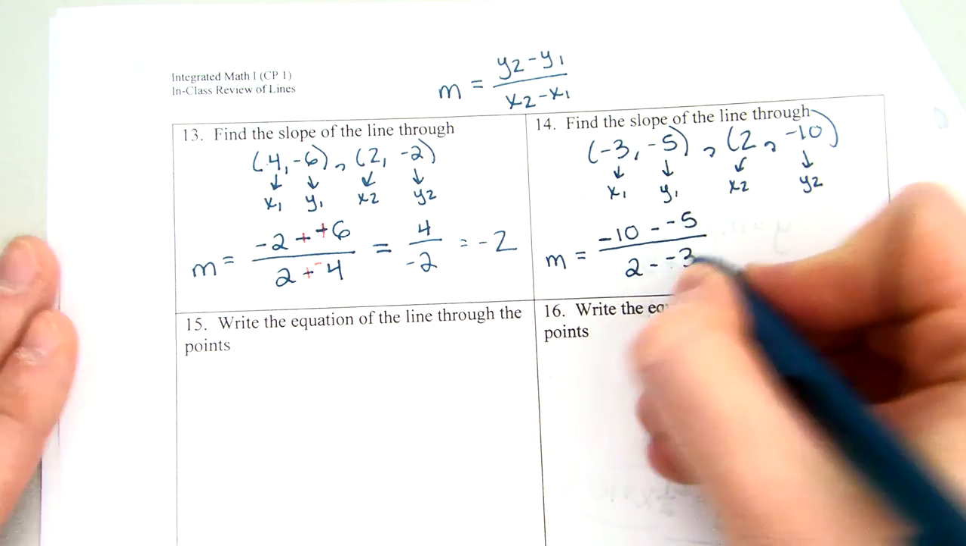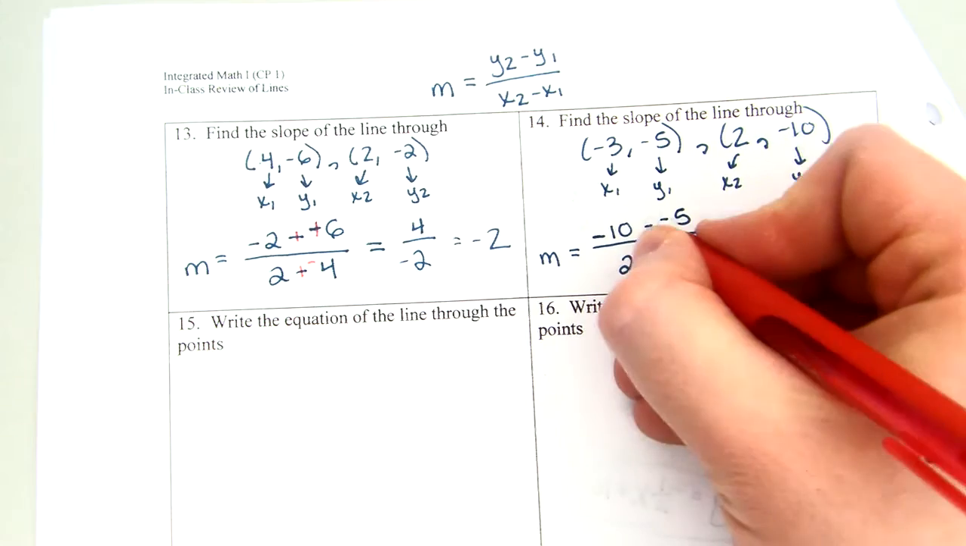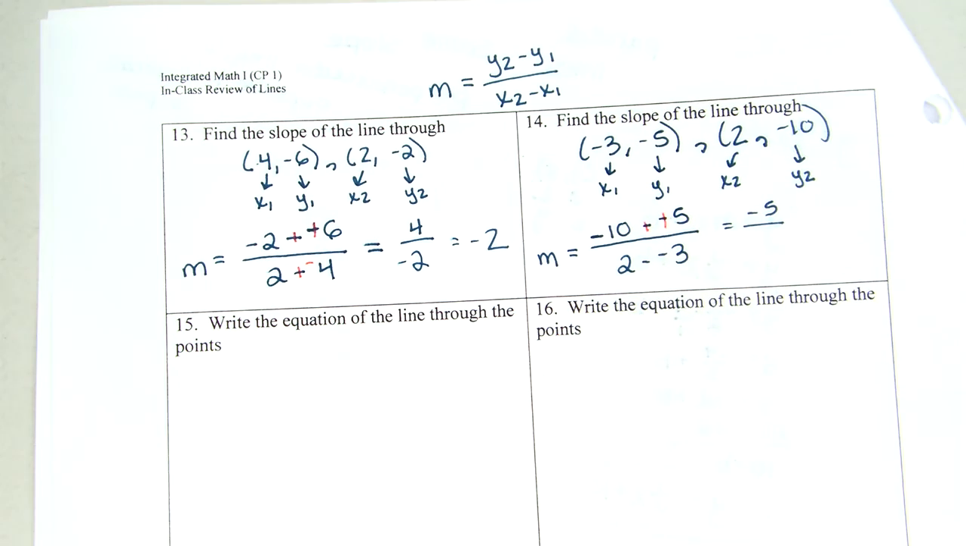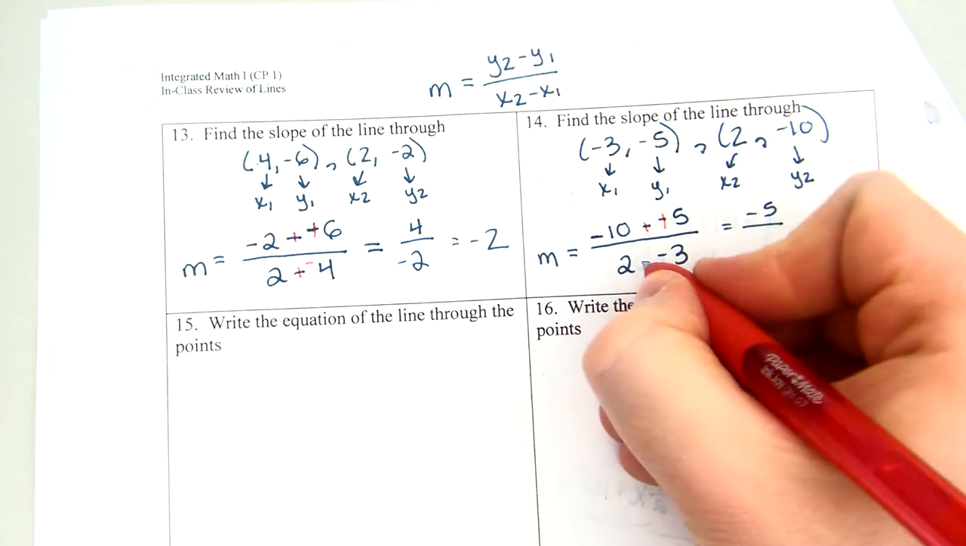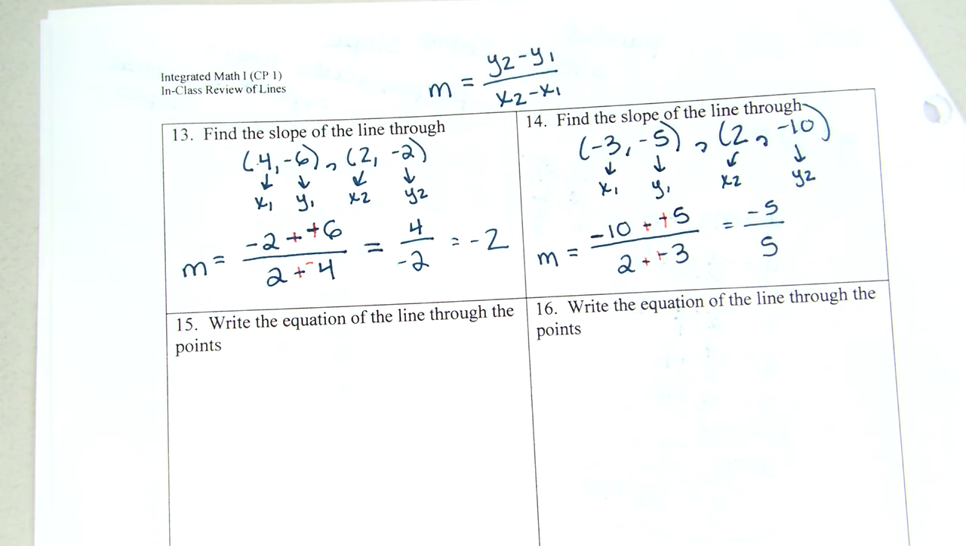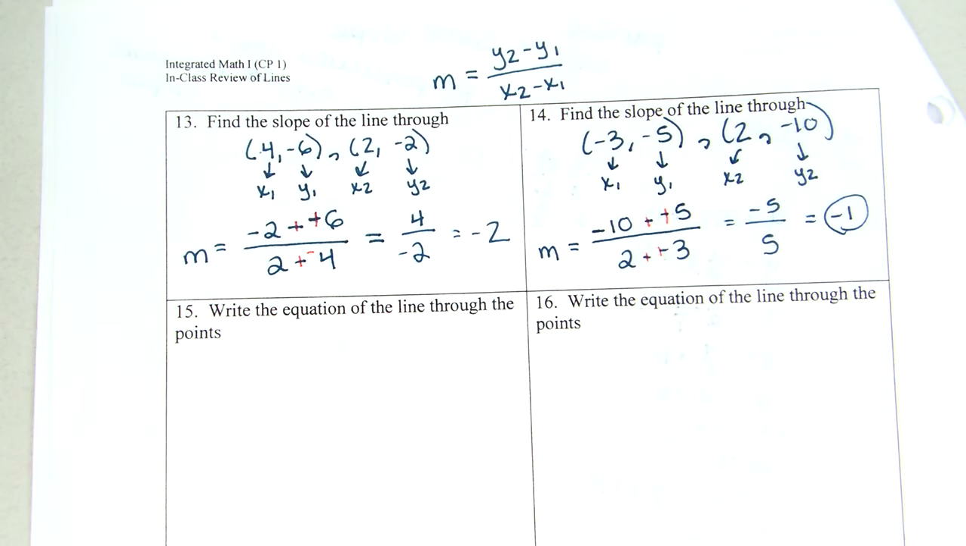I hope this is the problem you set up. Negative 10 minus negative 5 over 2 minus negative 3. Jan, what did your top become? What's negative 10 minus negative 5? I like it. Chop, chop. We've got negative 5 there. How about you tell me the bottom as well? While you're at it, want to tell me the final answer? Negative 1. Negative 5 over 5, negative 1 over there. Who got negative 1?